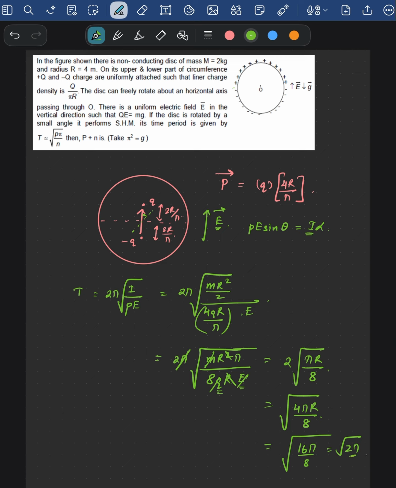So this will be your time period. Your answer is given in the form of under root of p pi by n, so root 2 pi should be equal to that. That means the p value is 2 and the n value is 1, which implies p plus n will be equal to 3. So this will be your answer for this question. See you guys in the next question.